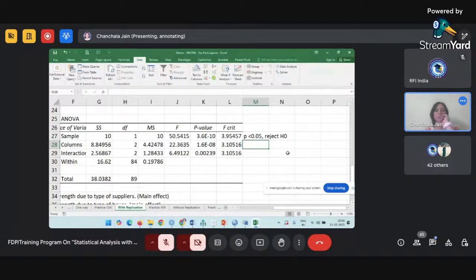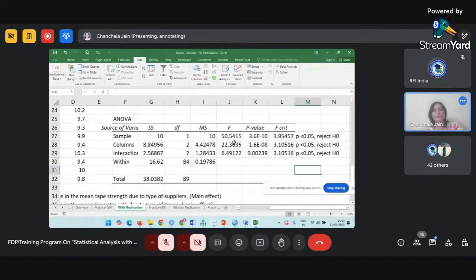Ma'am, here also F stat is more than F critical. Means same is the case? Yes, ma'am. Right. Third, interaction. Ma'am, here also we have to reject the hypothesis. F critical is less than F stat. Correct. Means in all the three cases, we are rejecting the null hypothesis, right?